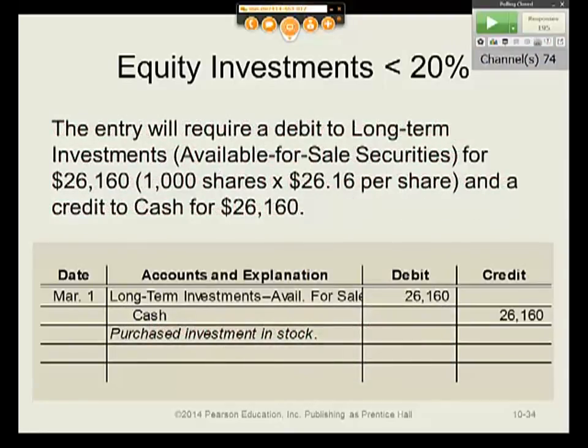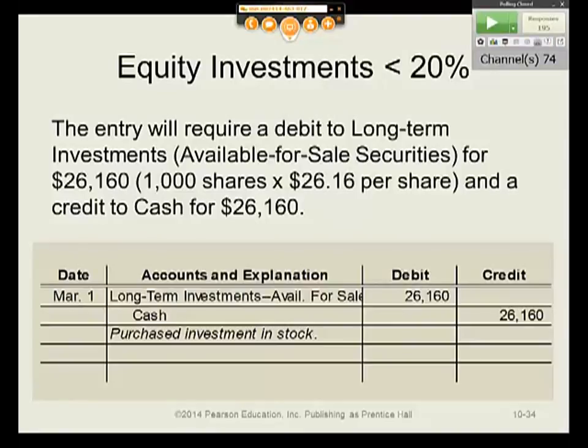The total value of the purchase, assuming no brokerage fees, and don't forget, we talk about assets being valued as the price plus reasonable and necessary expenses. Obviously, if there are brokerage fees included, they have to be added. So that includes everything. It's $26,160. So we debit the long-term investment account available for sale, and we credit the cash account.